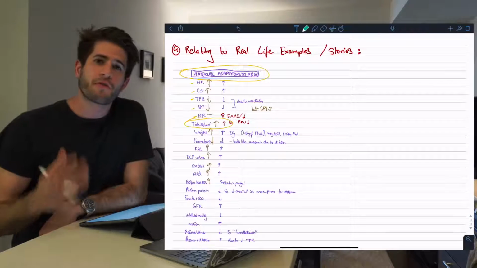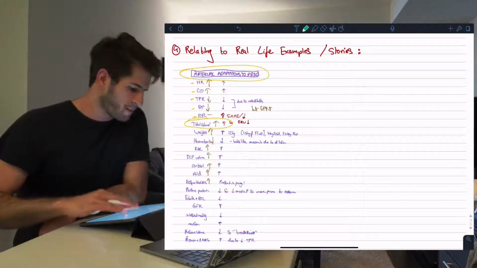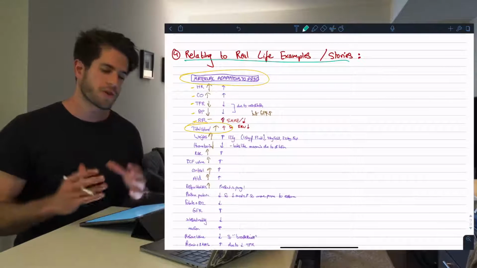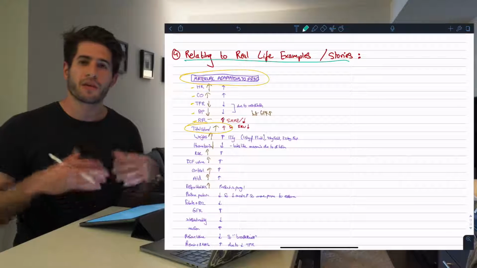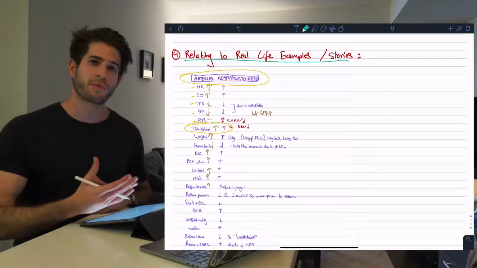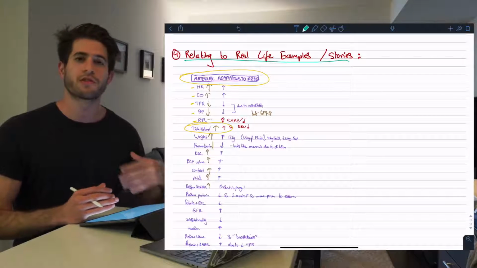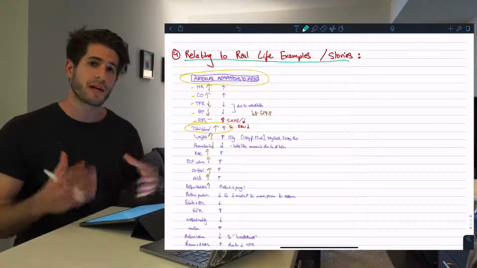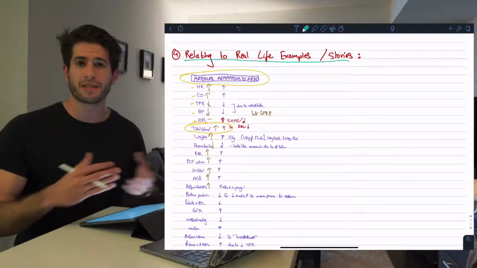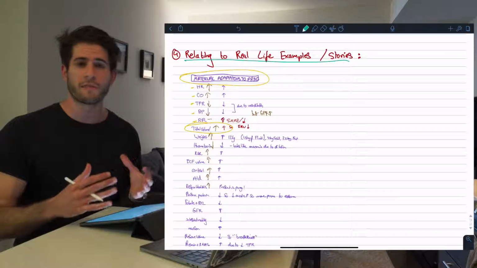Okay, so moving on to the fourth tip or technique that I want to talk about, it's relating to real life examples or stories in your head. When you read a piece of information, something that is most beneficial to me when I'm trying to remember it is thinking back to the hospital, thinking to the GP, and trying to remember a time or a situation where I saw a patient with X disease or where I saw a patient with X sign, and that helps me remember this information the best.